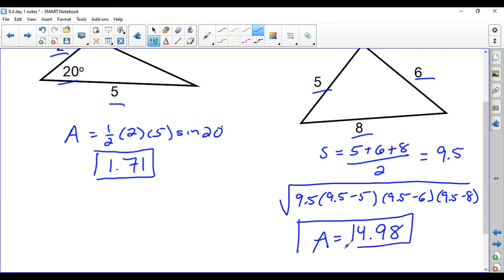So go to two decimal places, know these two formulas and how to use them. And then, as I said, this will be the last section in Chapter 8 that we are covering.